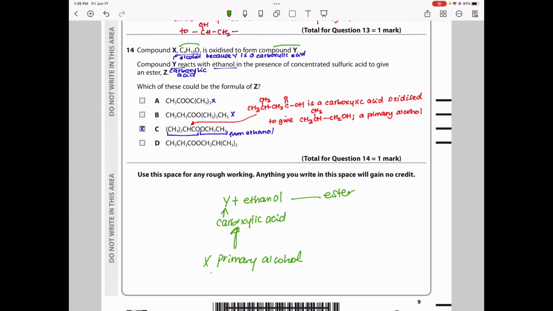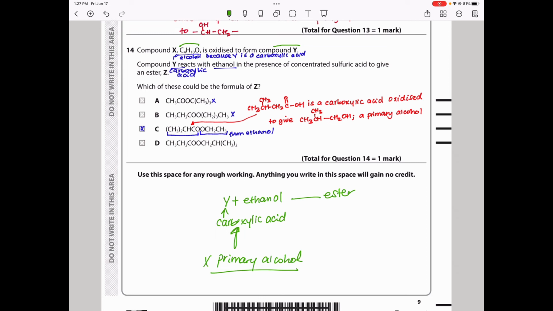So it could be any of this. So if they want us to find out Z, which is the ester formed, remember esters are formed when one part comes from the alcohol and the other part comes from probably the carboxylic acid. So they say, which of these could be ester Z?